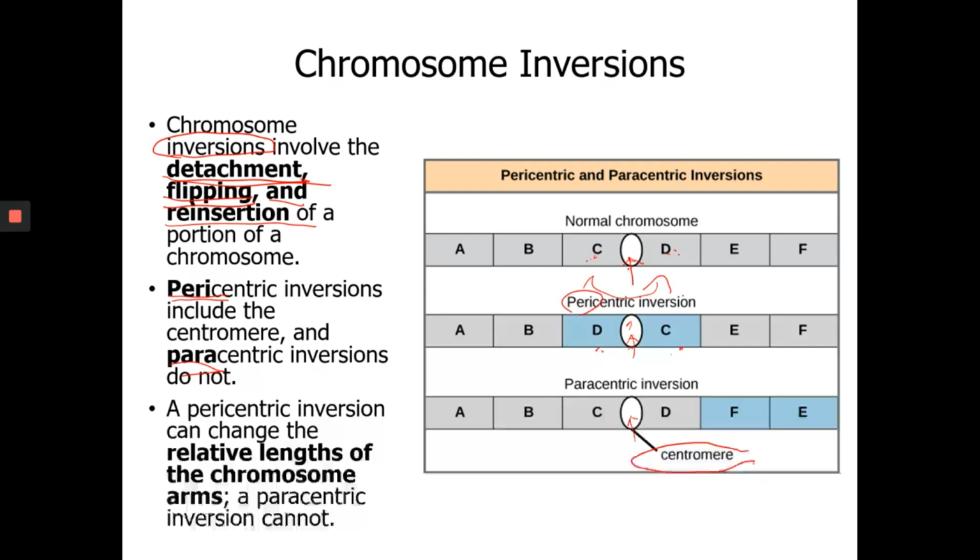Now, if you have segments that do not include the centromere, and you have those segments flip, then that's going to be paracentric inversion. So let's say you have here E and F, they flip, so now you have F, E. That will be paracentric inversion. Or if you have A and B, that will exchange, so you have a B and A here, that will also be paracentric.